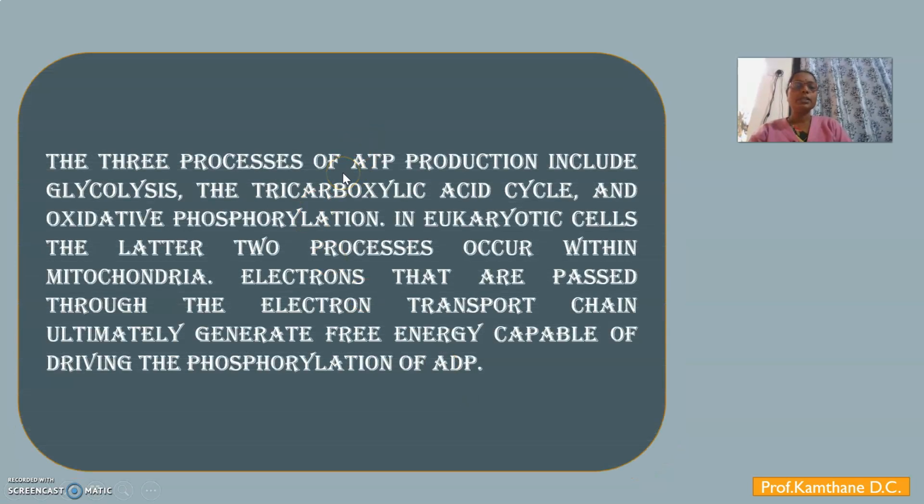Three processes are involved in the formation of ATP. First, glycolysis. Second, the tricarboxylic acid cycle, the TCA cycle. And last, oxidative phosphorylation. In eukaryotic cells, the last two reactions, the TCA cycle and oxidative phosphorylation, occur within the mitochondria. Electrons are passed through the electron transport chain, ultimately forming free energy that is capable of driving the phosphorylation of ADP.